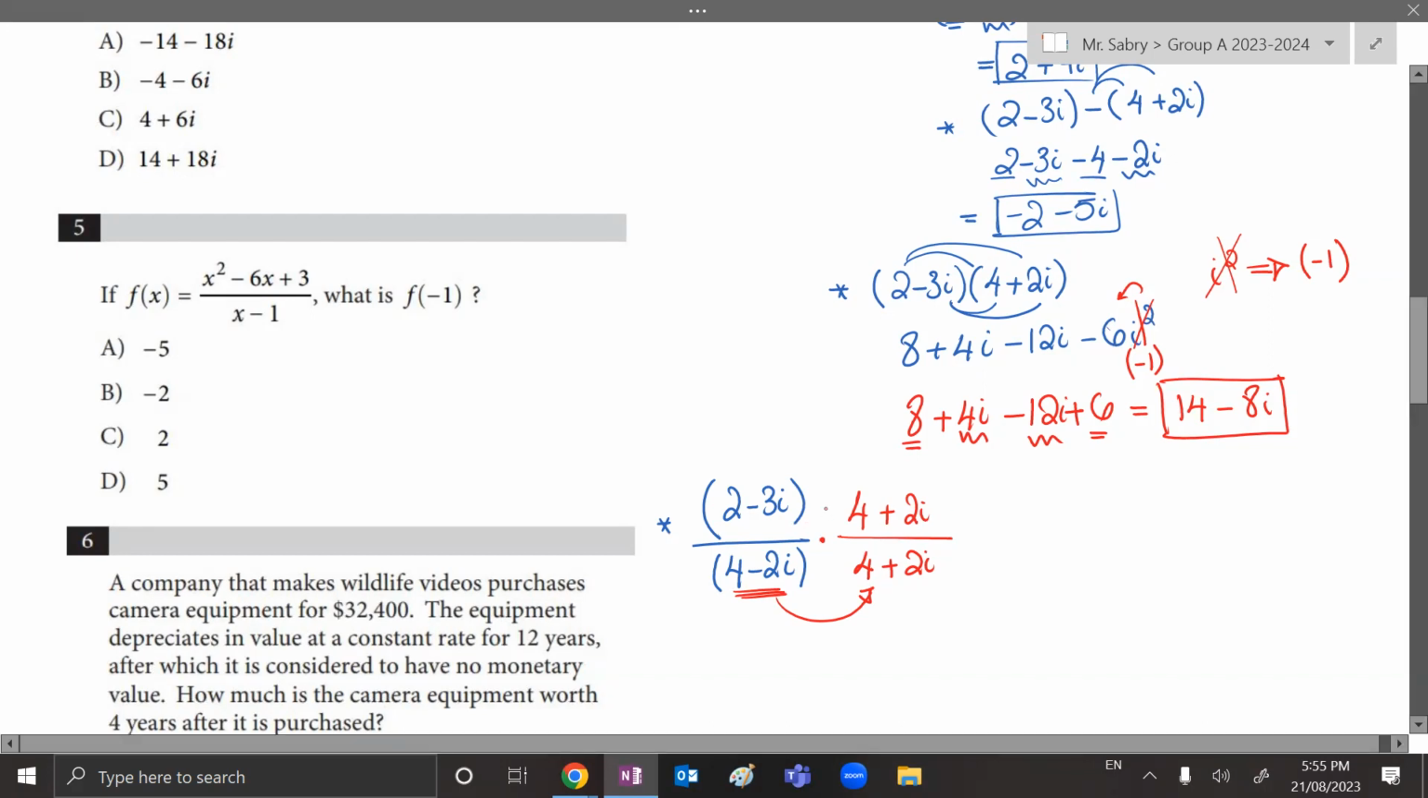Perfect. طيب, what happens next? We start multiplying, just how we learned in the previous question. We distribute 2 times 4, 2 times 2. That would become 8 plus 4i. And then -3 times 4, -12i. -3 times 2, that's -6i to the power of 2.